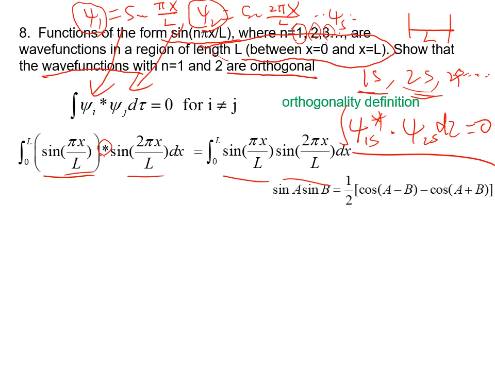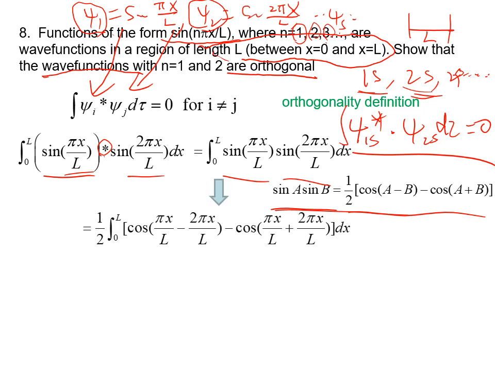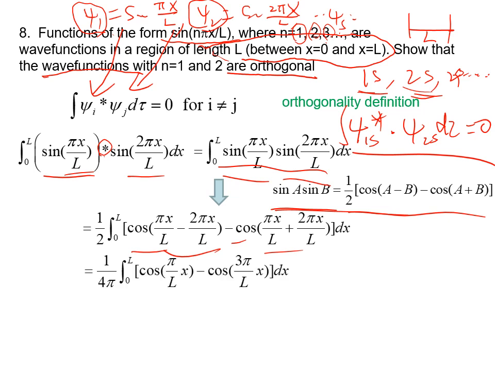Now we have this equation. The product of two sine functions equals one half of cosine A minus B minus cosine A plus B. So using this equation, we can calculate this product as cosine of pi x over L minus 2 pi x over L, minus cosine of pi x over L plus 2 pi x over L. Simplify this equation. We get cosine pi x over L minus cosine 3 pi x over L.